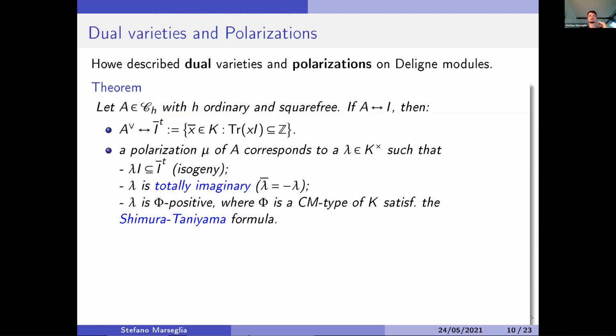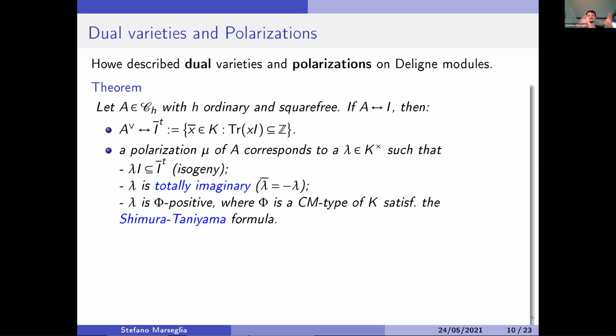A polarization mu of the Abelian variety A corresponds to a non-zero divisor of the algebra that sends the ideal inside its dual, of course, right? It has to be an isogeny from the Abelian variety to its dual. And that is totally imaginary and Phi-positive. So totally imaginary and Phi-positive are the translation of the symmetries that a Riemann form has to satisfy into this world of fractional ideals. And in particular, Phi is a CM type of the algebra K that satisfies the Shimura-Taniyama formula. And it's very important because it can be thought of as what induces a complex structure on the canonical lift, or better, the complex structure coming from the finite field of the canonical lift.